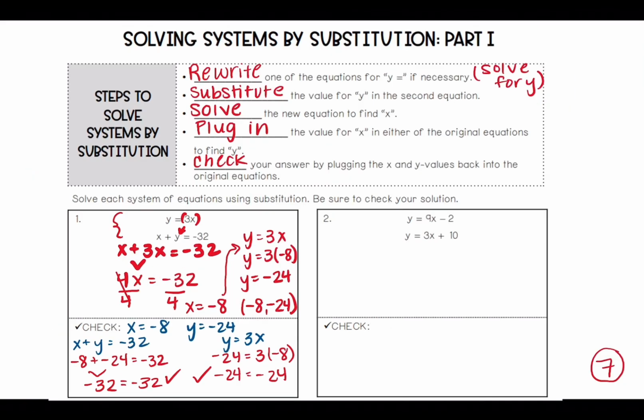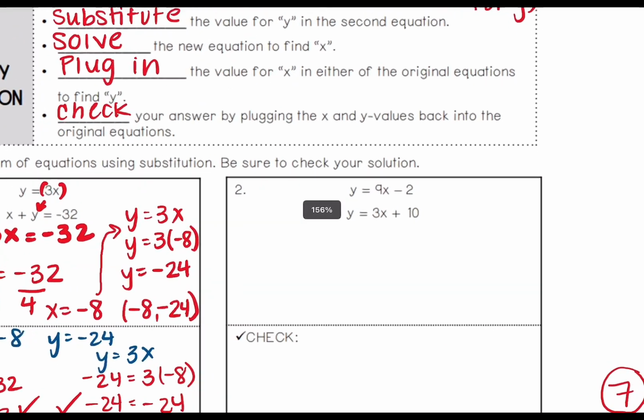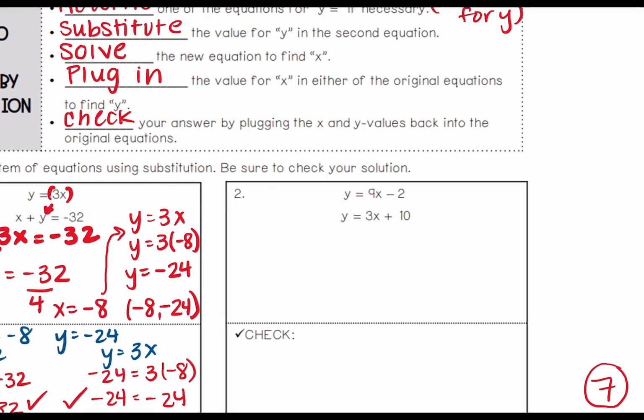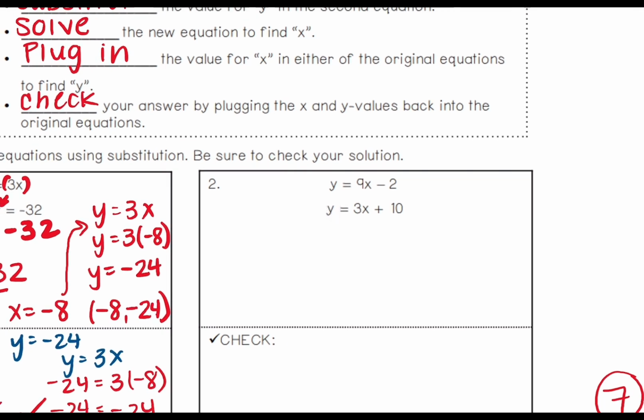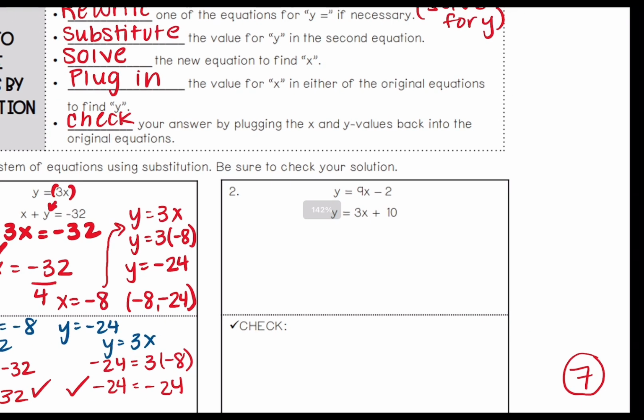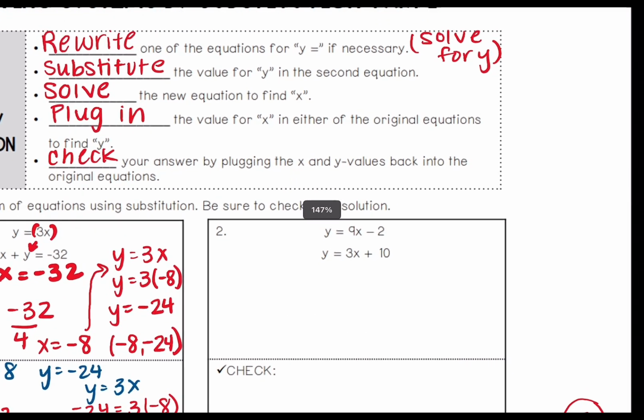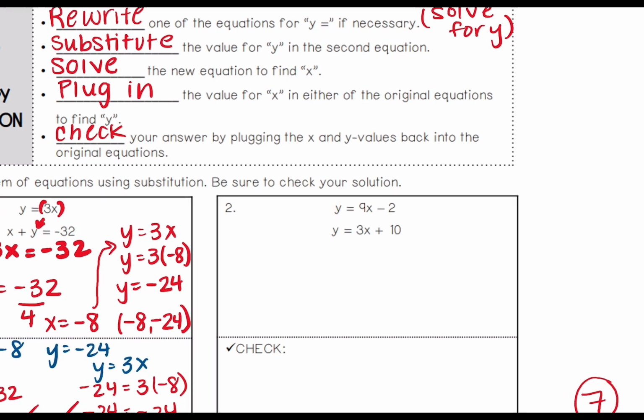All right, we're going to move on to number 2. So here I have y equals 9x minus 2 and y equals 3x plus 10. Again, I want both of those to be true. And our first step, looking back at our notes, is to rewrite one for y equals. They actually both are this time. So now we're going to substitute the value of y into the second equation.